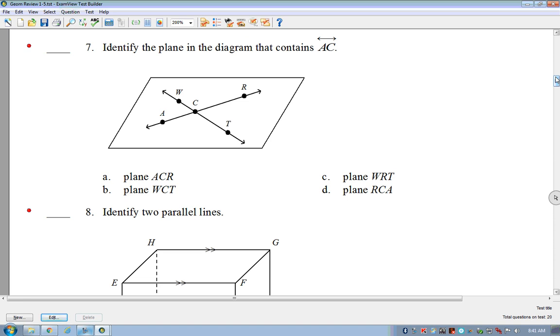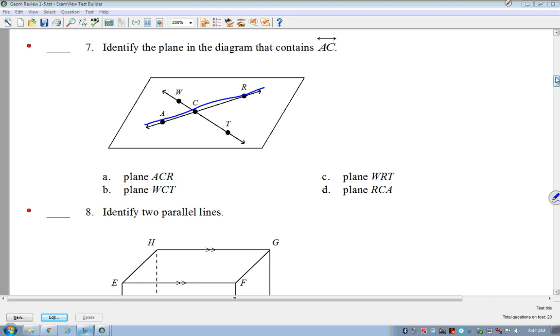A line is linear, but you're on the right track with non-collinear. What do I have to have that's non-collinear? I need exactly 3 non-collinear points. So what we're saying here is that this is line AC. So I'm going to need 2 points that are on that line, and a third point that's not on that line. Okay? So this first one says ACR.